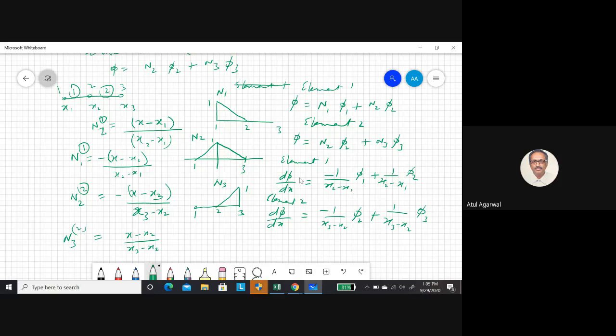So you will see that the derivative here is given by phi 2 minus phi 1 upon x2 minus x1. In this element, the derivative is given by phi 3 minus phi 2 upon x3 minus x2. So this derivative is not the same at node 2. It has a different value when it is in element 1 and in element 2. So there is no continuity of derivative at the inter-element boundary. Node 2 is the boundary between element 1 and element 2.